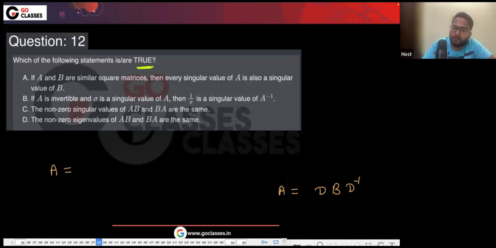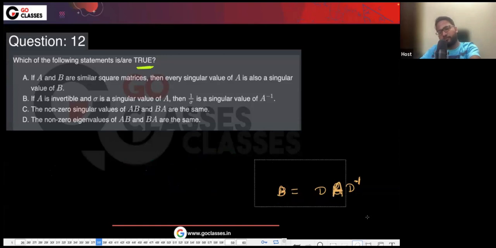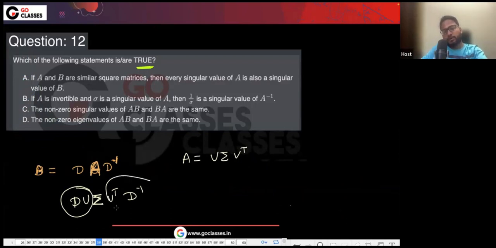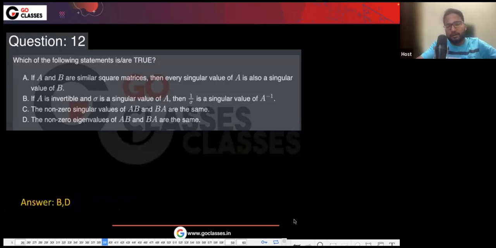What do you think? Let's write B as this. So is this true or false? Let's write A as U sigma V transpose. So B will be D U sigma V transpose D inverse. Now, if this DU is an orthonormal matrix, and this is also an orthonormal matrix, which means there is no change to sigma, then only I can say this. But I don't think that is true in general, right?